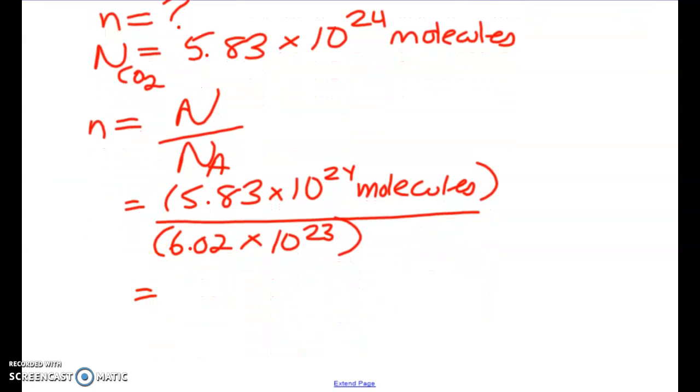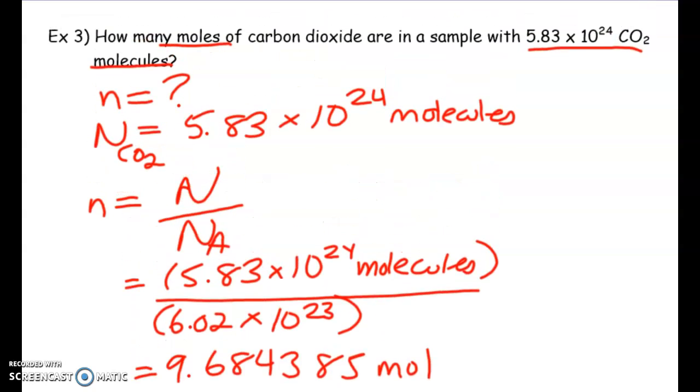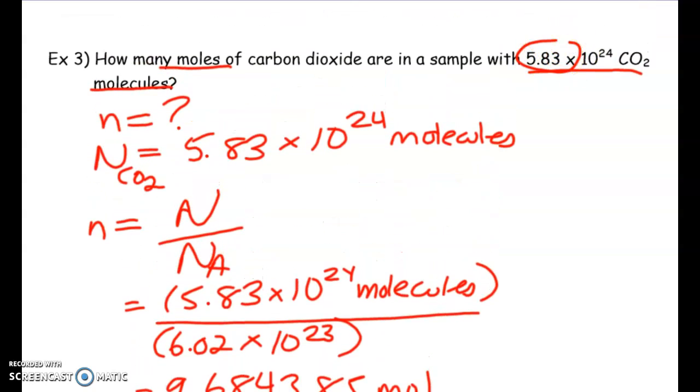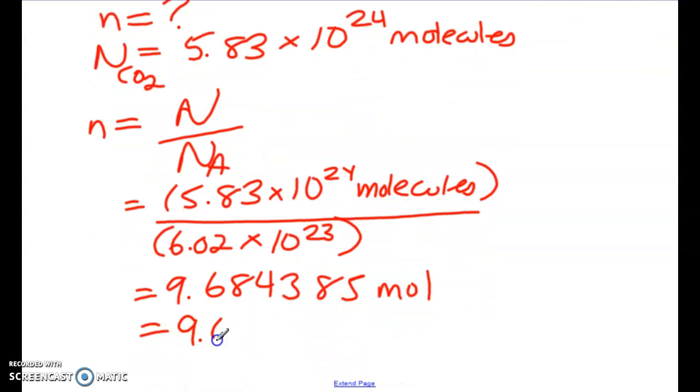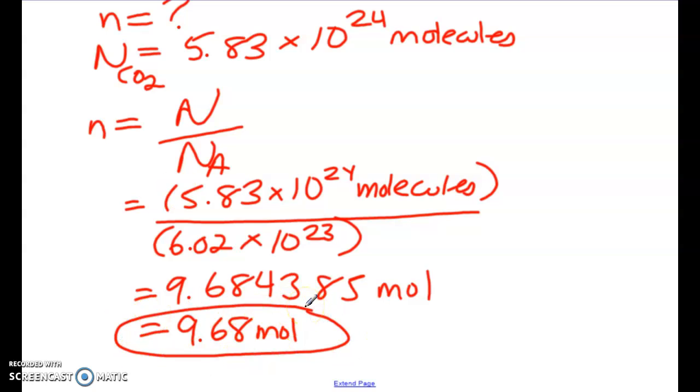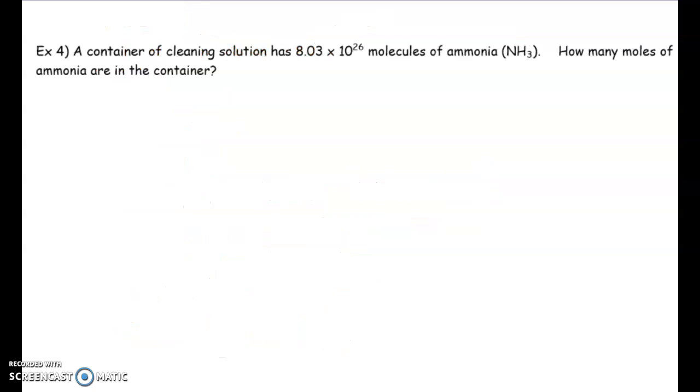Okay, so for this particular question, let's do 5.83 times 10 to the 24 divided by 6.02 times 10 to the 23. Okay, so we get 9.684385, and so on. We know we're going to have to round this. The unit is moles. For significant digits, you always go up to the original question. We have 3 significant digits, so this will end up being 9.68 moles. Okay, so hopefully you're finding this relatively straightforward. Give this one a try.